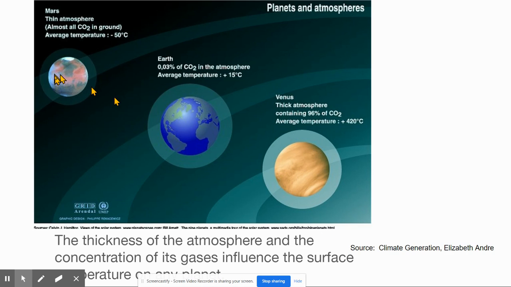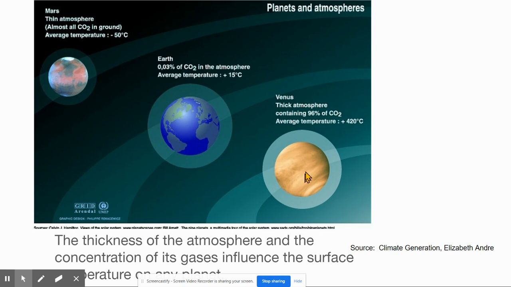So it goes Mercury, Venus, Earth, Mars, right? This is closer to the sun and this is further away from the sun. This one has a very thin atmosphere, this has a thicker atmosphere, and this is a very thick atmosphere. Almost all the CO2 is in the ground, so there's very little CO2 in the atmosphere and it's very cold there. Negative 50 degrees Celsius is very cold.